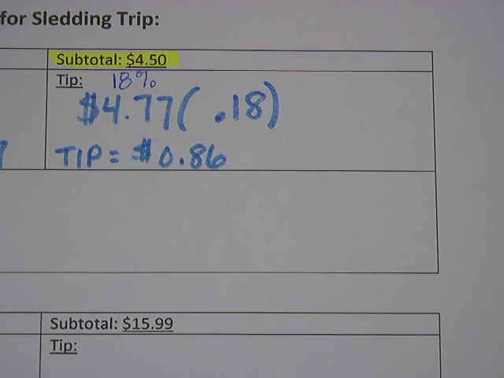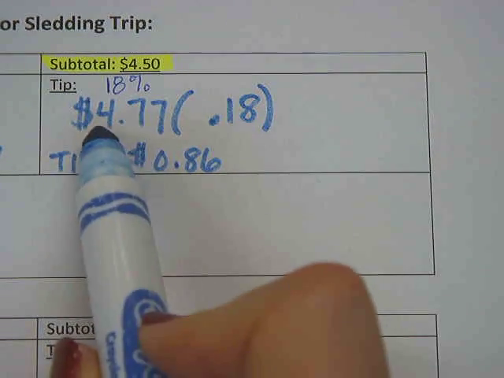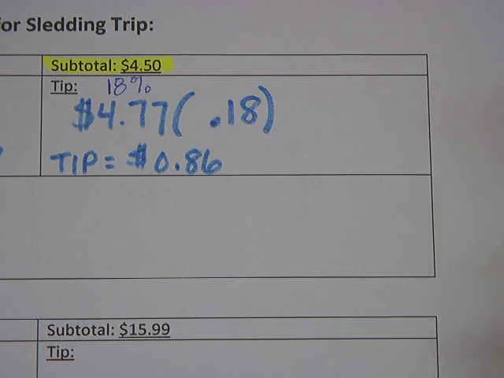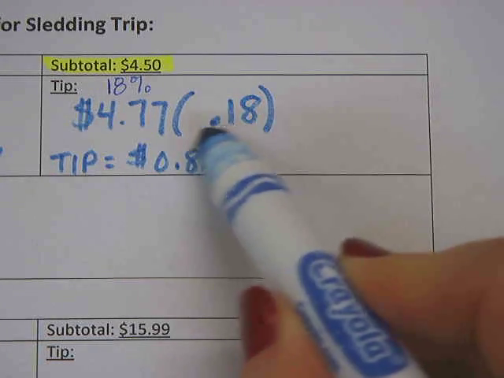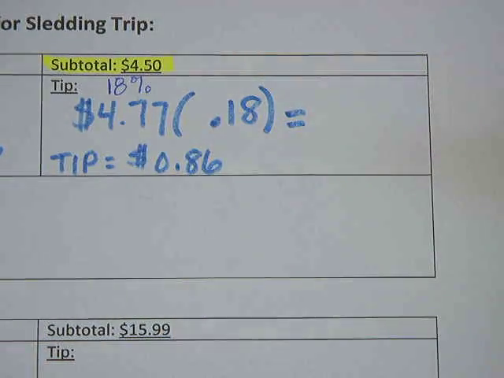So that's your tip. Now most people just want to know how much they need to leave that would pay the bill plus the tip altogether. So what should we add up here if we want a total? We don't just want the tip amount, we want them added together.